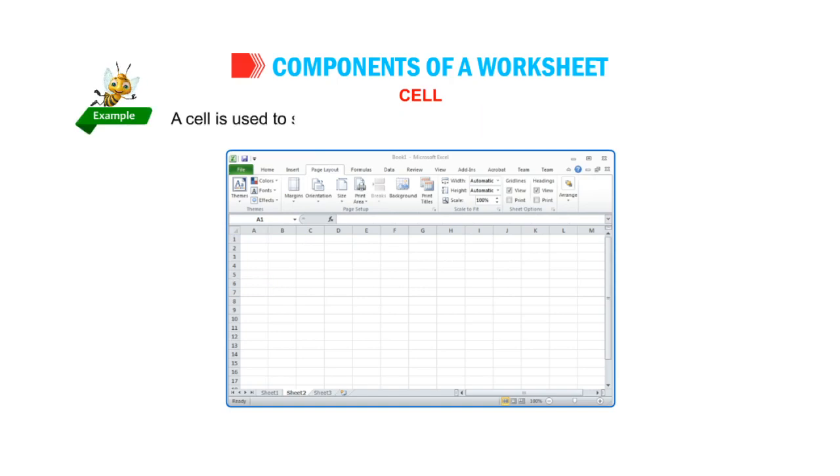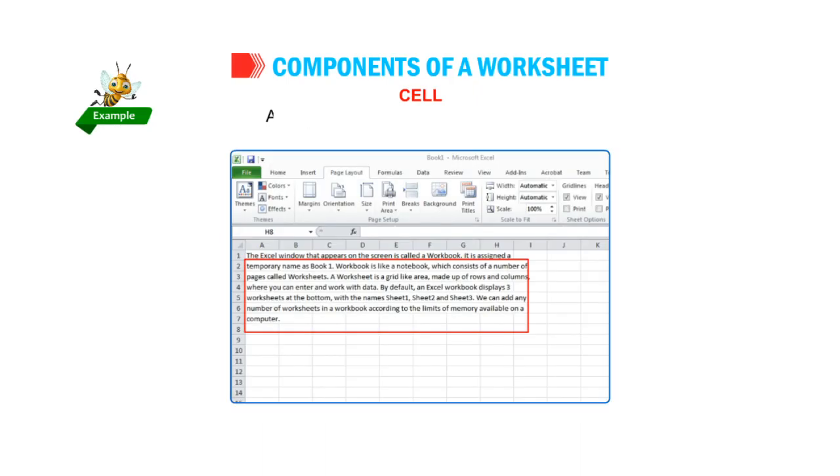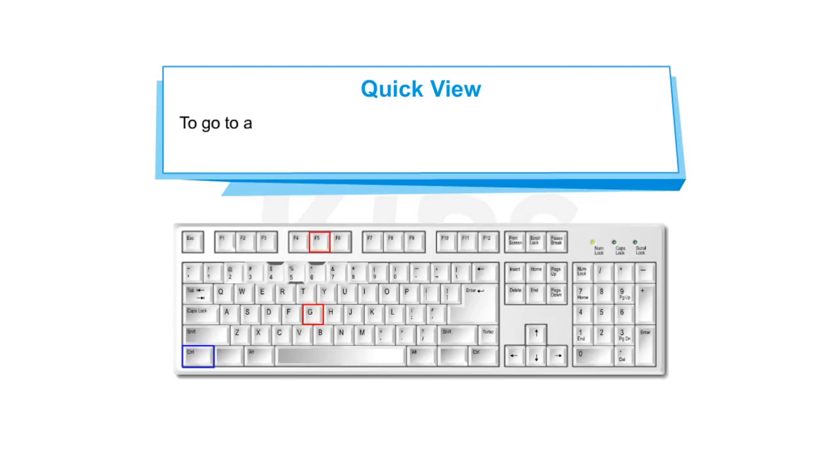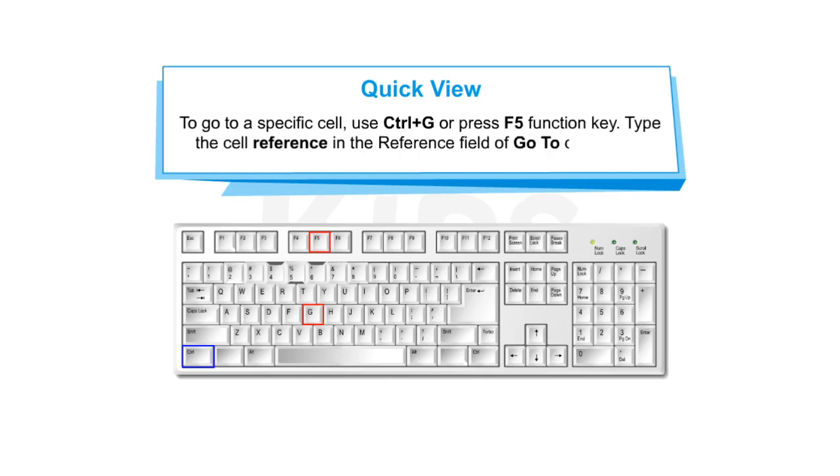A cell is used to store data such as text, numbers, formulas, functions, etc. A cell can contain up to 32,767 characters. Alright students, let us take a quick view. To go to a specific cell, use Ctrl+G or press F5 function key. Type the cell reference in the reference field of the Go To dialog box.